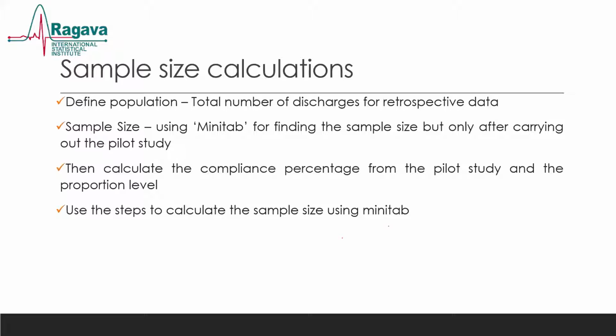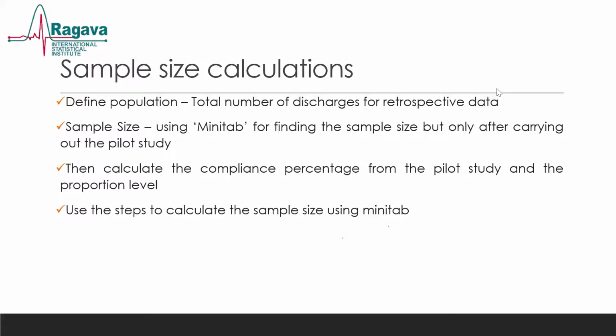I have also tried to list out the procedure that you follow when using Minitab. For calculating your sample size for a retrospective chart review, one thing we all need to remember is that we need to define the population. That is the most important thing. And apart from that, you need to do a pilot study for your retrospective chart reviews.